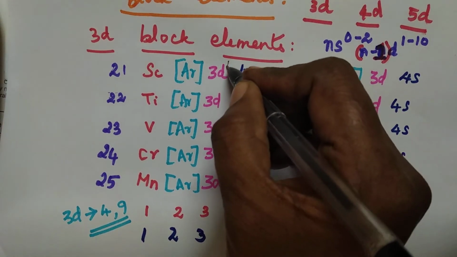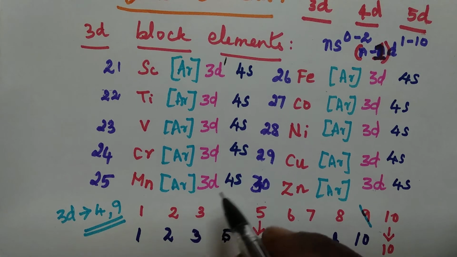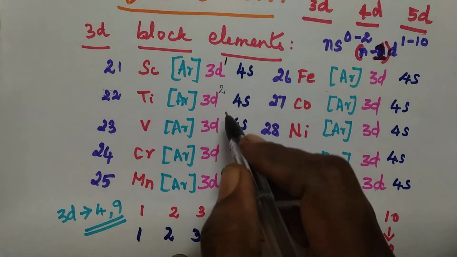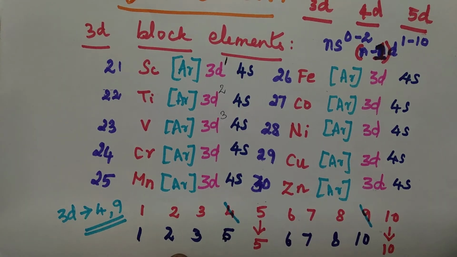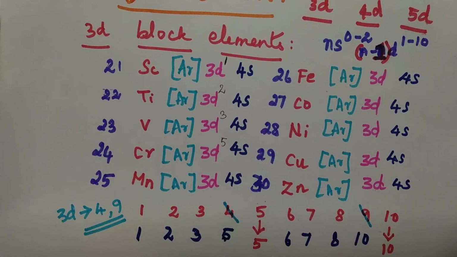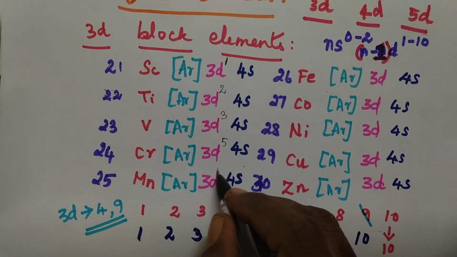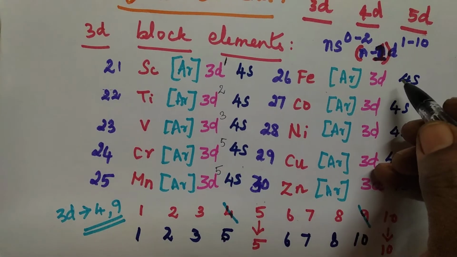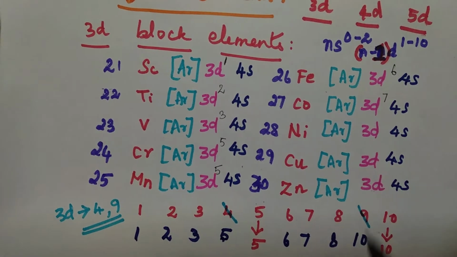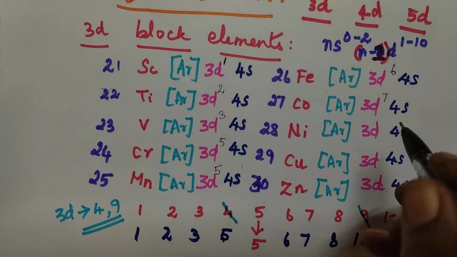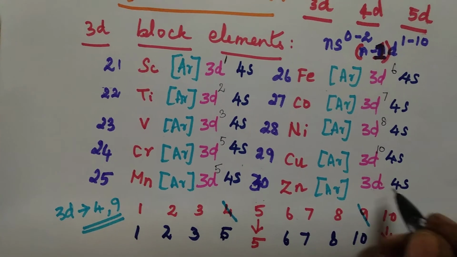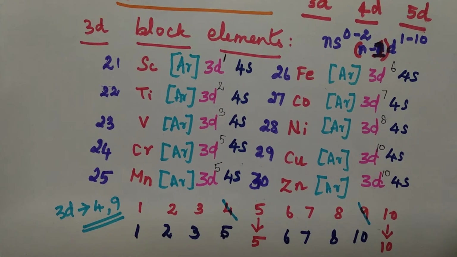It's going to be 1. Okay, second one, 3D, it's 2 only. Third one, it's going to be D, 3 only. Then the fourth one, that is 24 chromium, is going to be 5. Even manganese 5. Then iron 6, cobalt 7. I am writing down these numbers only. Okay, 8 after 6, 7, 8. Then 10, again 10. Is it clear?